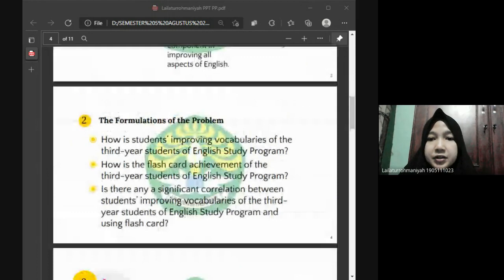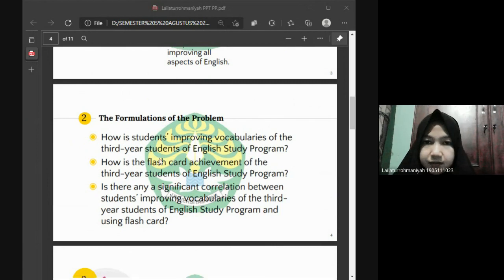Next, the formulations of the problem. The problems of the research are formulated as follows. First one, how is students improving vocabularies of the third-year students of English study program? And then, how is the flashcard achievement of the third-year students of English study program? And is there any significant correlation between students improving vocabularies of the third-year students of English study program using flashcard? That's all the formulation of the problem, the reason why I conduct this research.